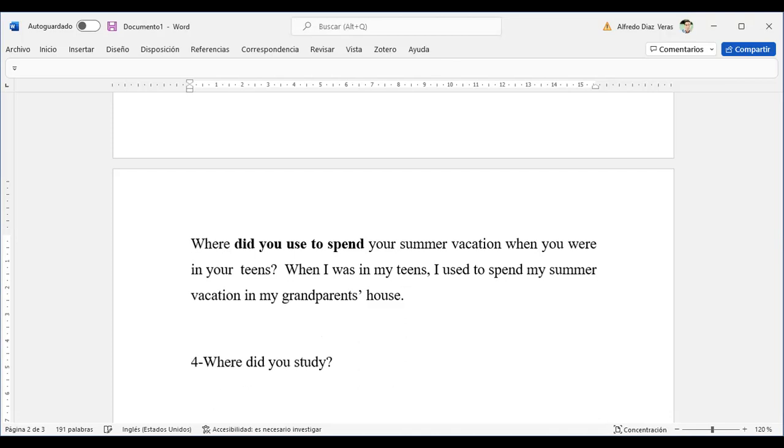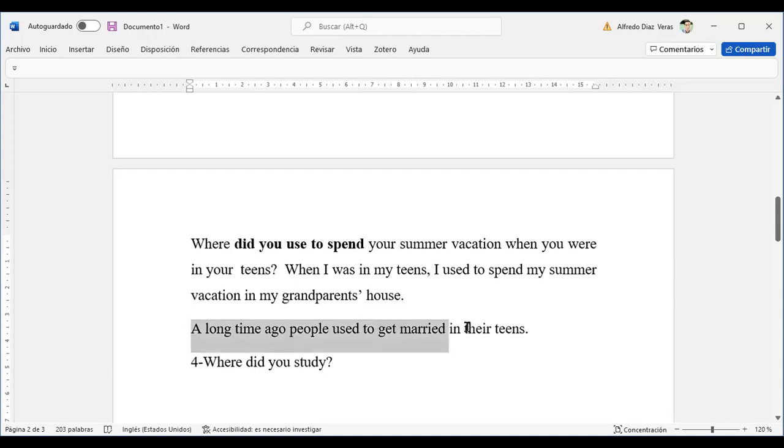Okay, look at here. A long time ago, people used to get married in their teams. Are you taking notes? Are you writing this sentence? A long time ago, people used to get married in their team.